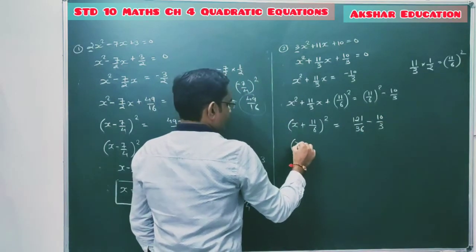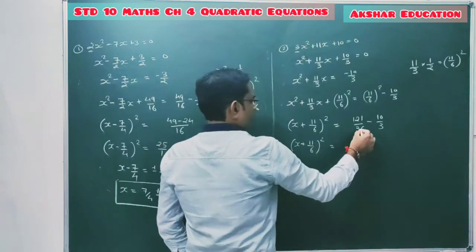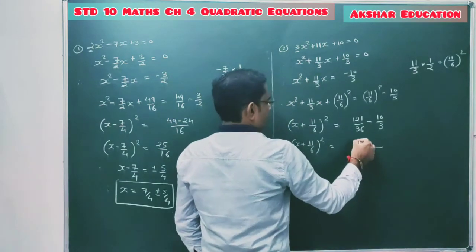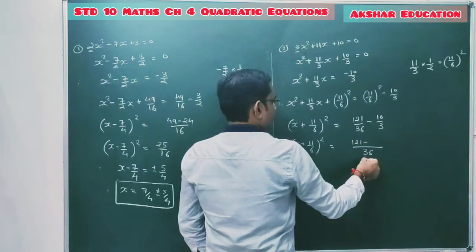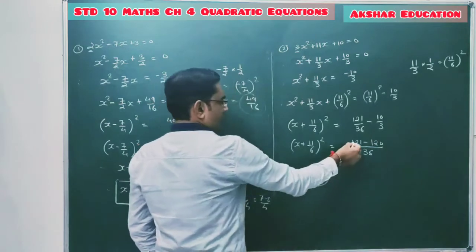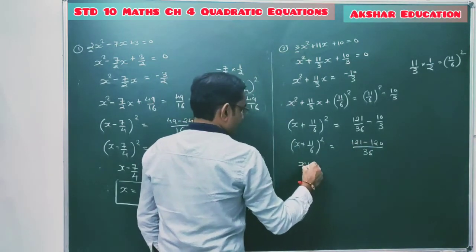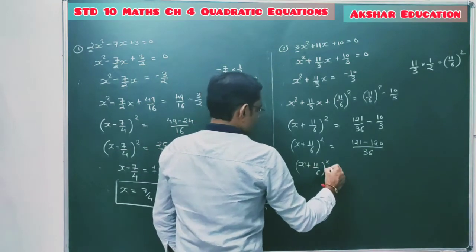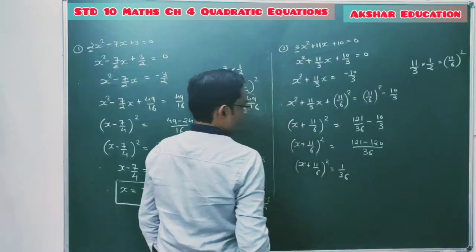So this will be x plus 11 by 6 whole square, and this is equal to 36 and 3. So LCM is 36. 36 ones are 36, which is 121, minus 3 12s are 36, 12 10s are 120. So it's 121 minus 120, it's 1 by 36. So here we are getting x plus 11 by 6 whole square equal to 1 by 36.